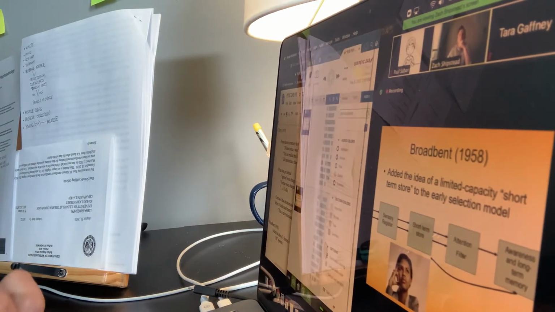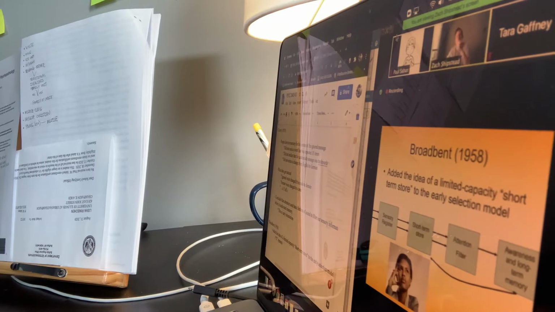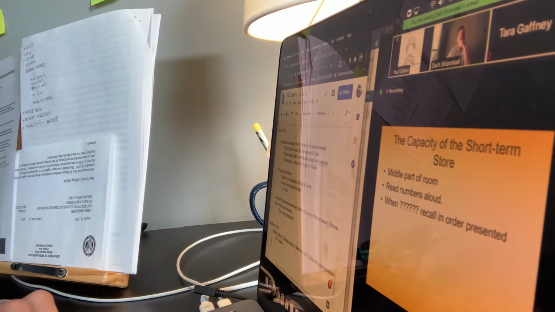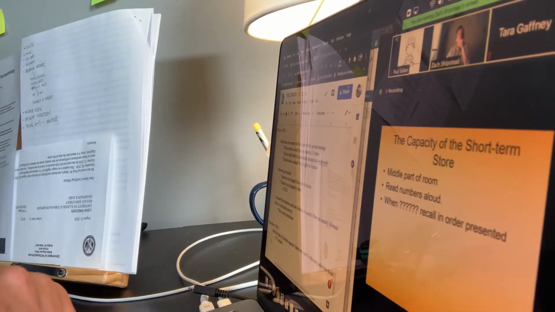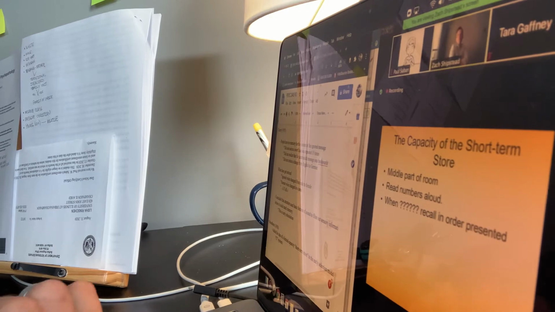We might not be able to, usually I show this experimentally, but it requires like 3 people making noise and stuff. So let's see what we can do. It says middle part of the room. I think we'll just have like 1 person, maybe 2 people. Can I get a volunteer to do this? It's really easy.